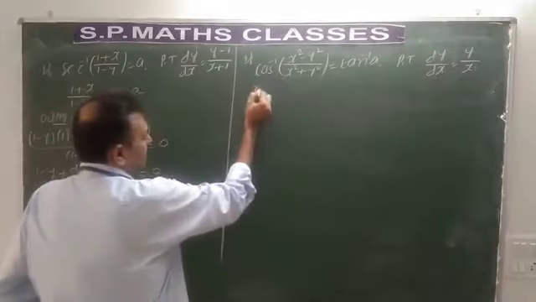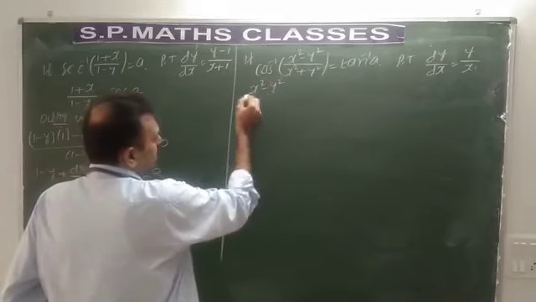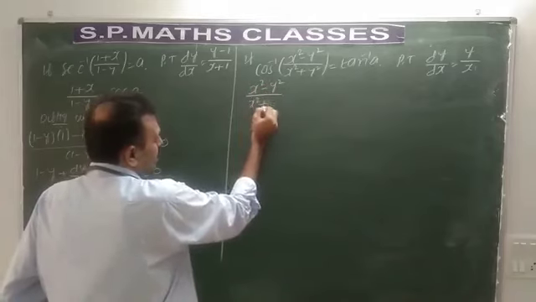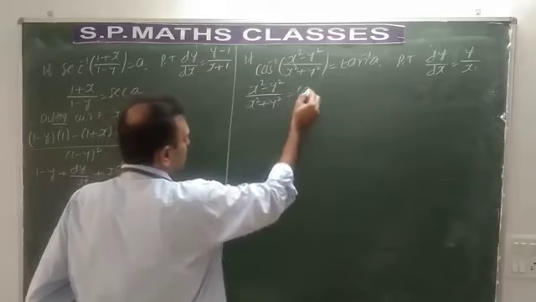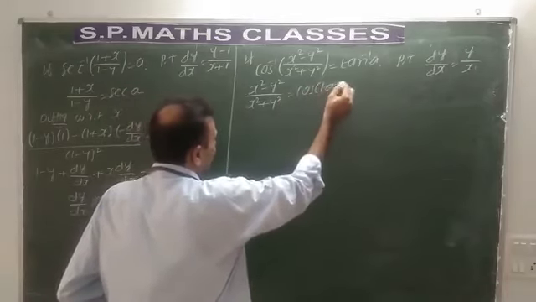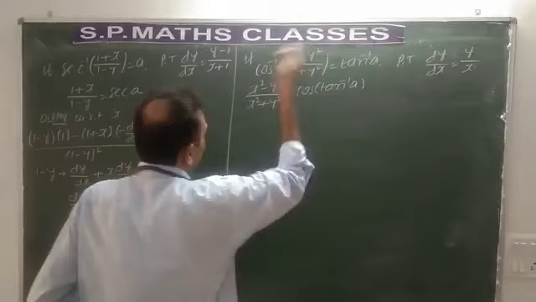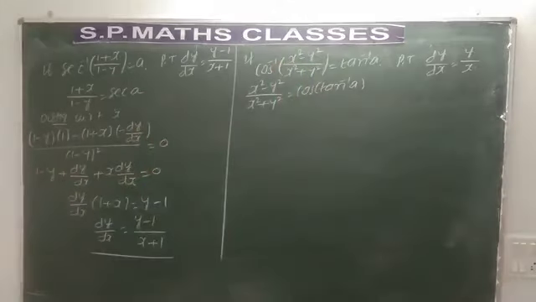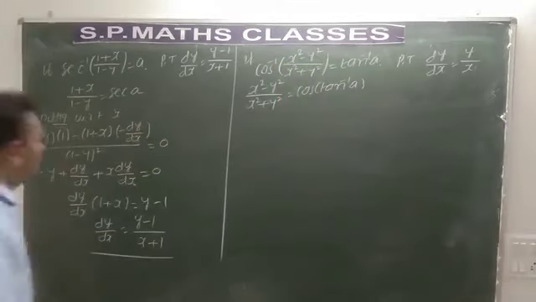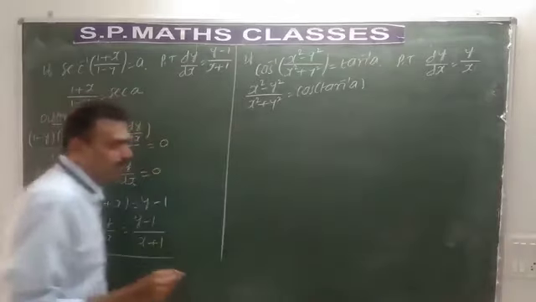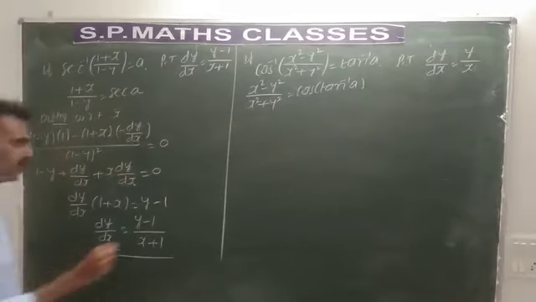Let us write it like this: (x squared minus y squared) divided by (x squared plus y squared) is equal to cos of tan inverse A. Cos inverse goes to the RHS and becomes cos. Please see here, let us differentiate that with respect to x. What happens when you differentiate?